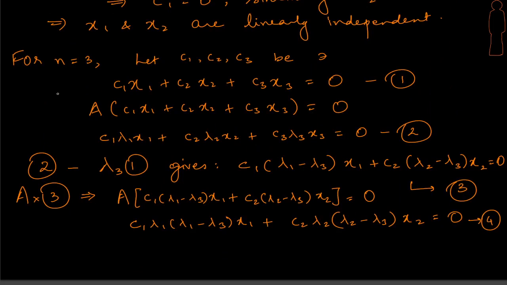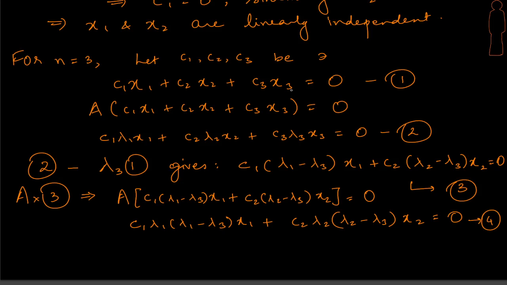So it's a very similar concept with respect to n equal to 3. Let me assume 3 constants such that this combination goes to 0, and we are interested in proving that each of those constants must be individually becoming 0. Same idea, multiply by A on both sides. I get C1 lambda 1 x1, C2 lambda 2 x2 plus C3 lambda 3 x3 equal to 0.